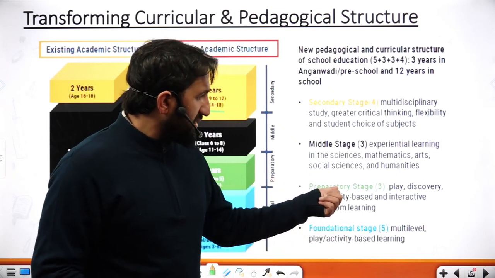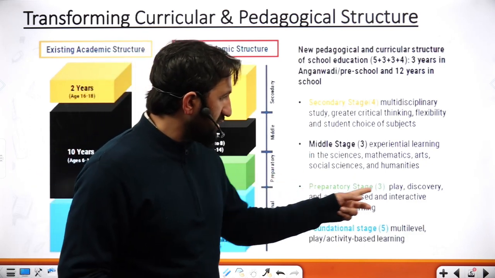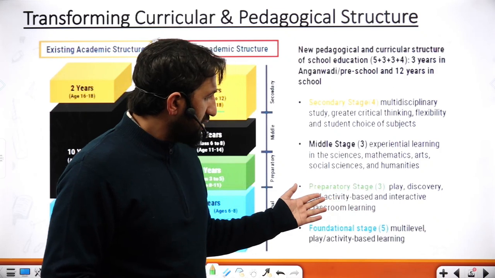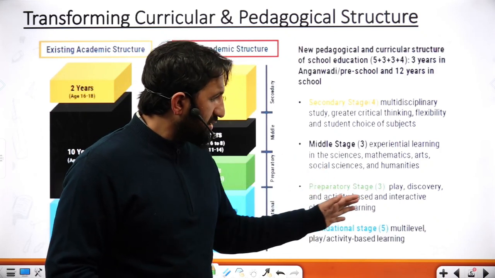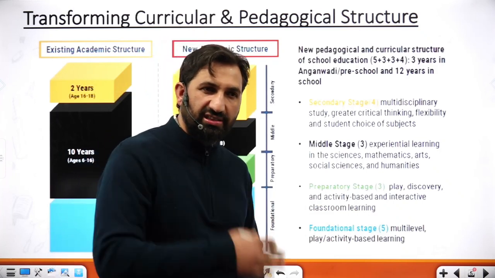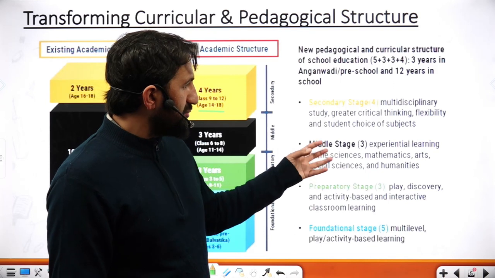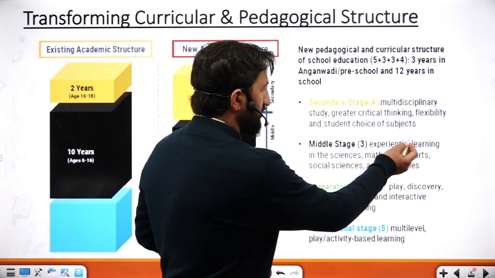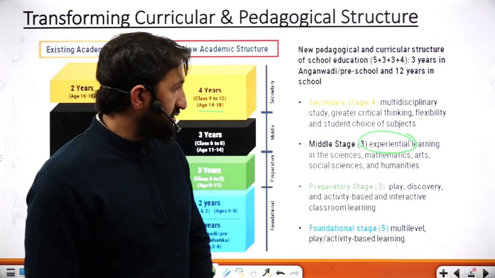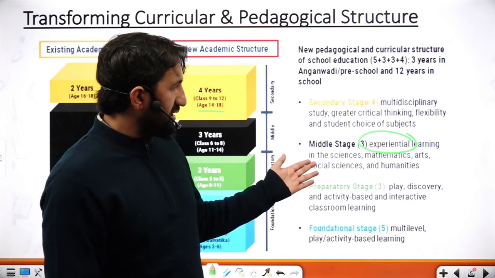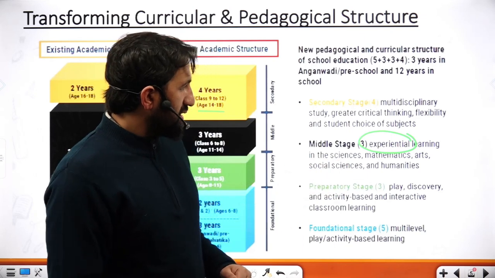Second, the preparatory stage is 3 years, with 3 classes. It has to be activity based, play based, and with an interactive classroom between a facilitator and the students. And third, at the middle stage, there will be experiential learning, which the policy focuses on, with hands-on experience, especially in the subjects of science, mathematics, and social sciences.